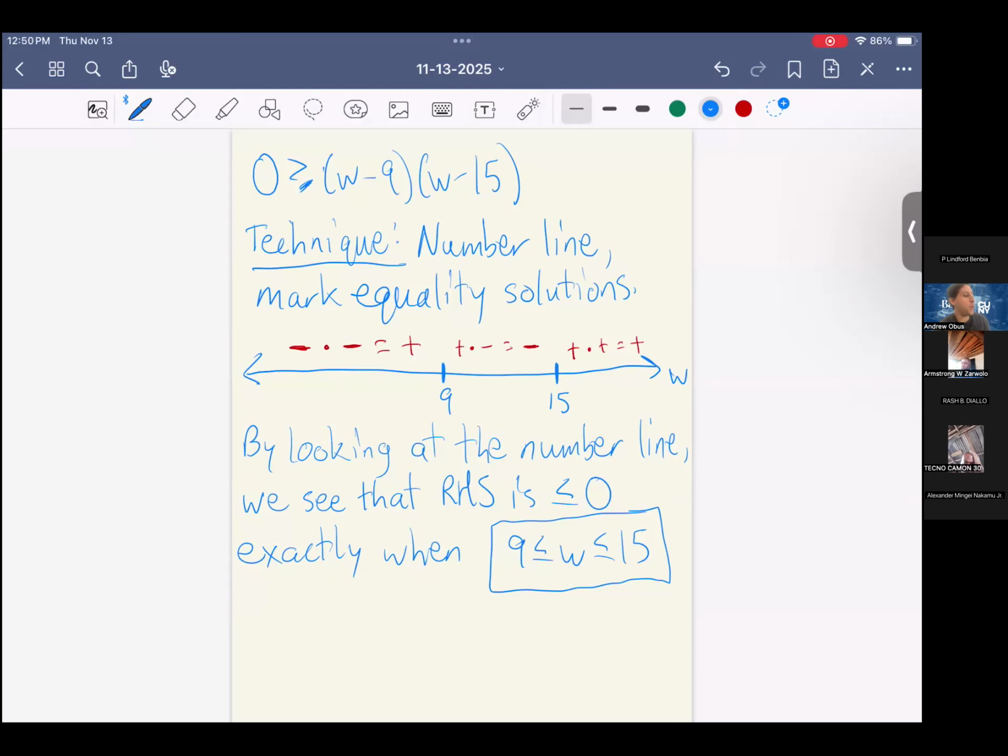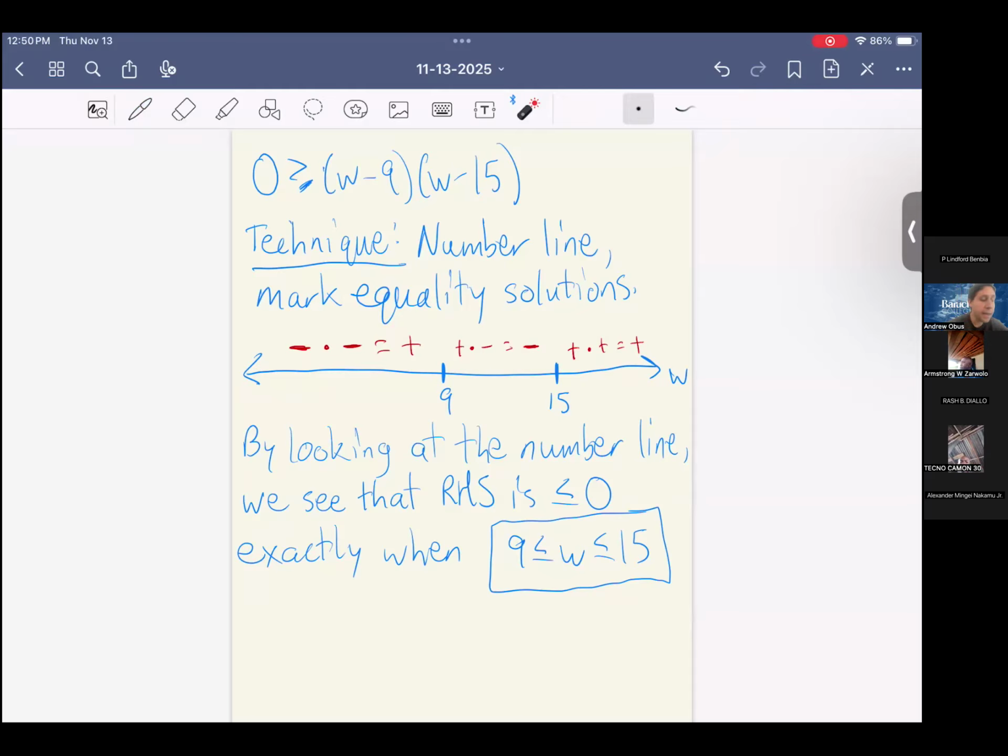Yeah. So when you have these quadratic inequalities, you usually need some sort of graphical method for solving them. And the method that I find the most useful is to draw a number line and try to figure out, are things positive or are they negative on each different part of the number line? And that's going to give you a good technique for solving these inequalities.